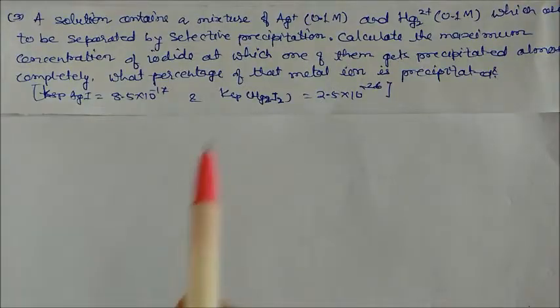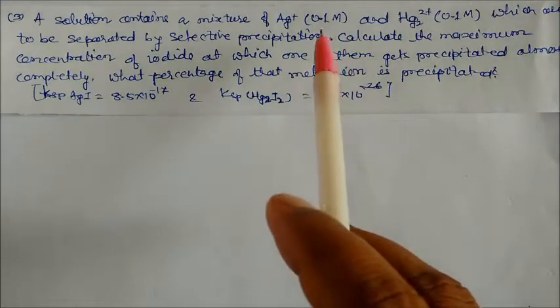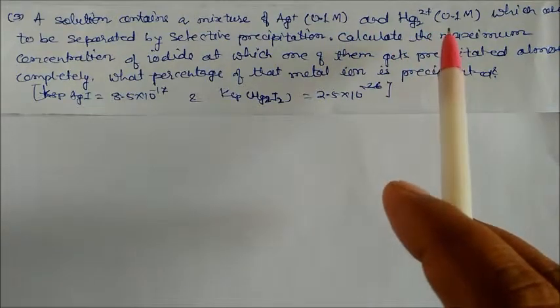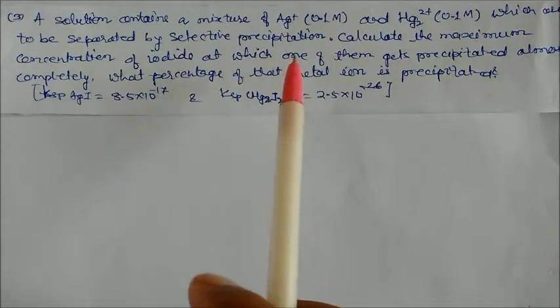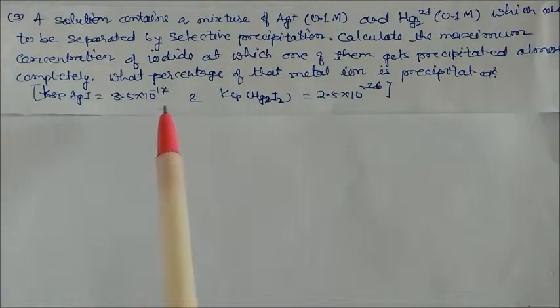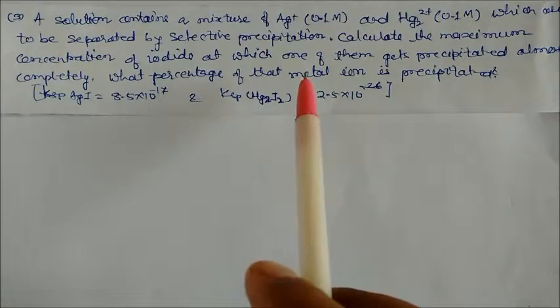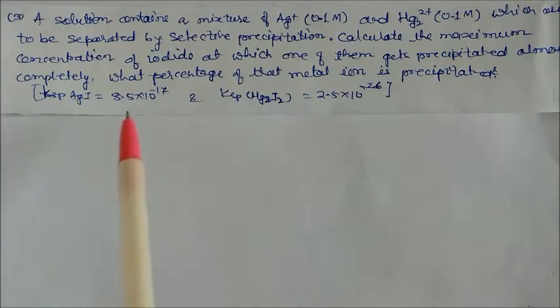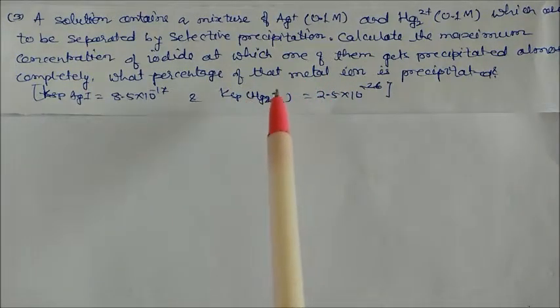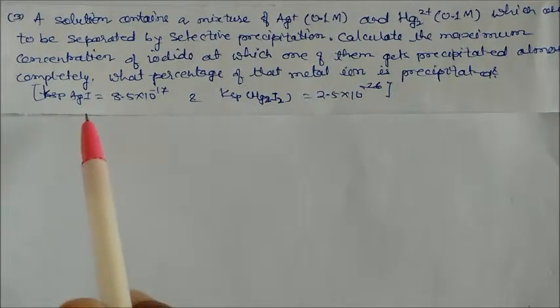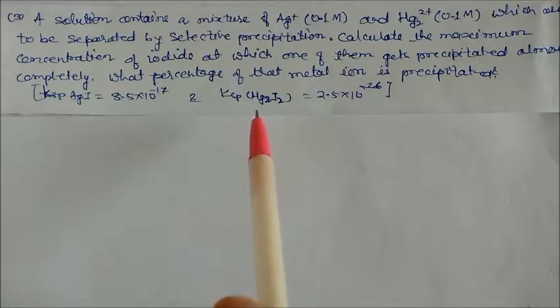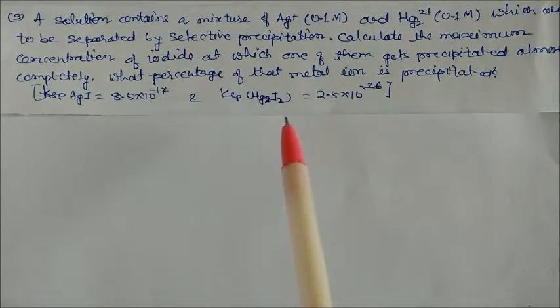A solution contains a mixture of Ag+ 0.1 molarity and Hg2 2+ 0.1 molarity, which are to be separated by selective precipitation. Calculate the maximum concentration of iodide at which one of them gets precipitated almost completely, and what percentage of that metal ion is precipitated. We are given two values, the Ksp of silver iodide and the Ksp of mercury iodide. We will do it the same way. First we have to find which iodide will precipitate first.